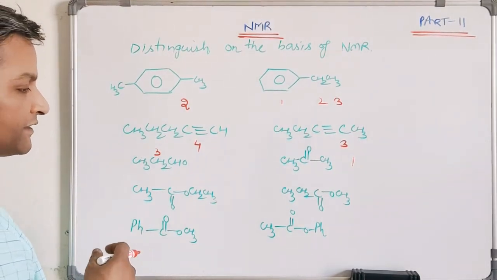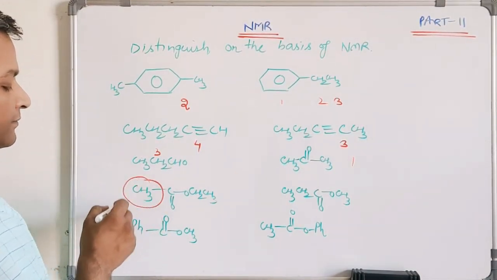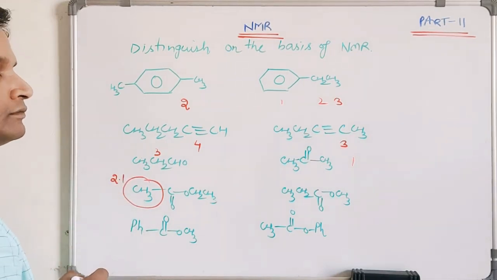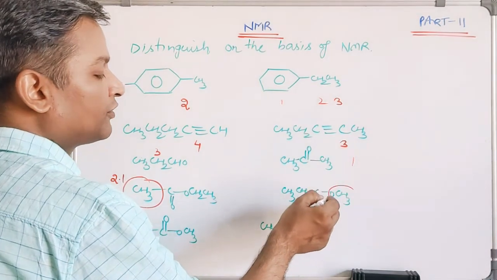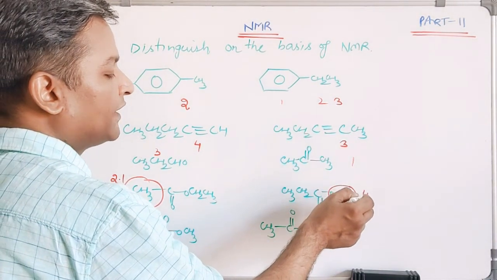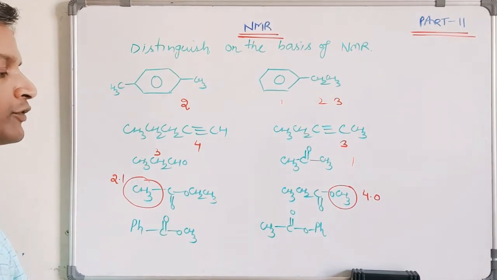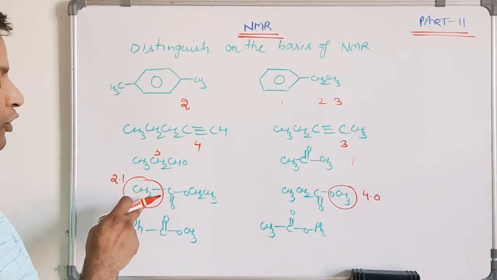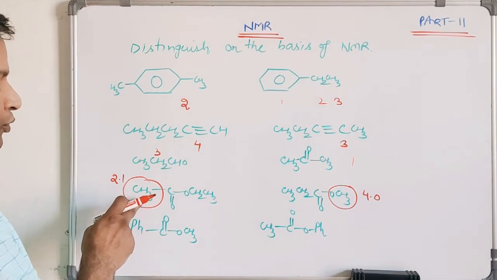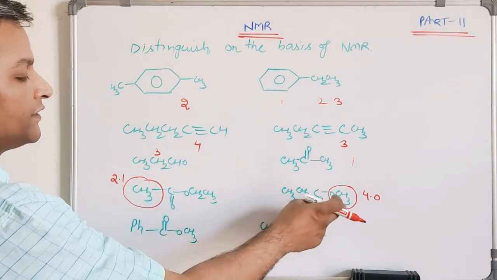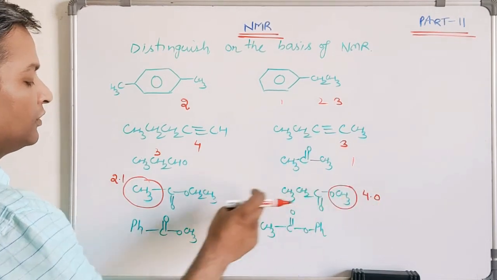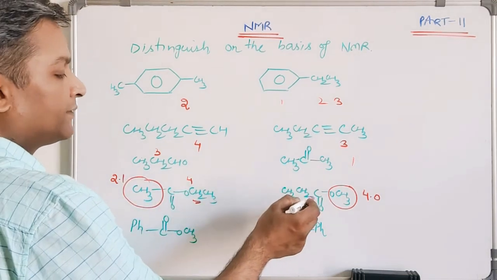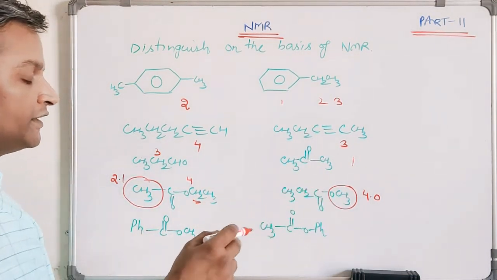You will proceed like this: in this case the singlet for the methyl will be at 2.1, and in this case the singlet for this methyl will be at 4.0 or 4.2 approximately. So the singlet for this CH3 will be observed at around 2.1, and in this case the singlet will be at 4.0. In this case it will be at a higher value, around 4, and in this case the methyl will be at a higher value. So you can easily distinguish that.